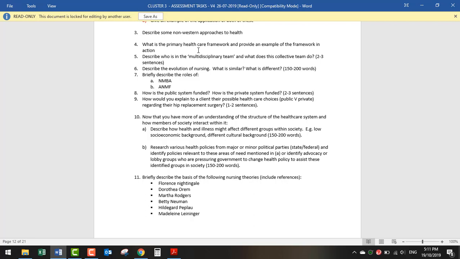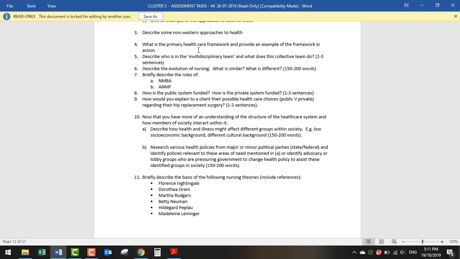Question 10, now that you've got more of an understanding of the structure of the healthcare system and how members of society interact with it, we're going to break this into 2 parts. So 150 to 200 words, we want you to describe how health and illness might affect different groups within society. Low socioeconomic background, for example, how does health and illness look? What does it look like for them? And what does it look like if they're from a different cultural background? What does health and illness look like for people who live remotely?